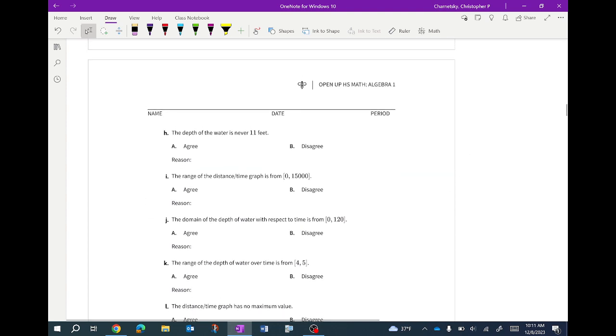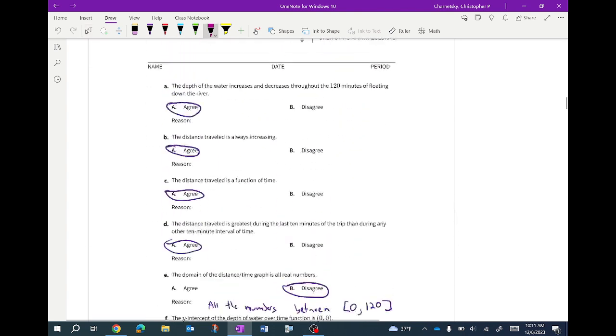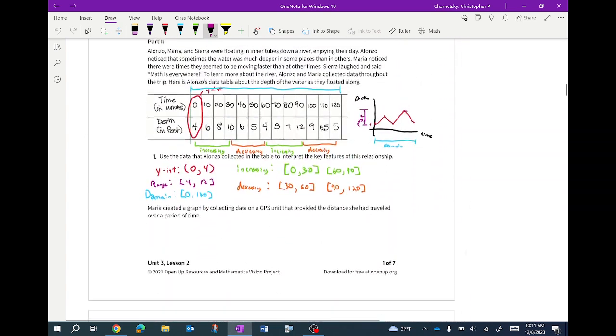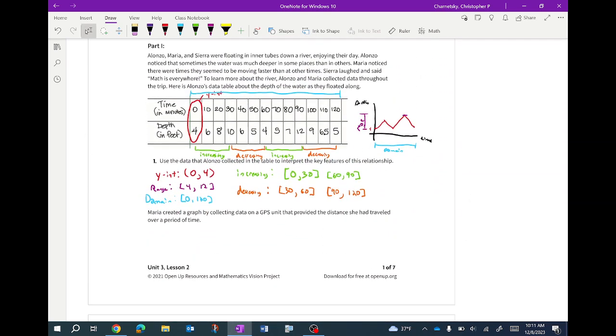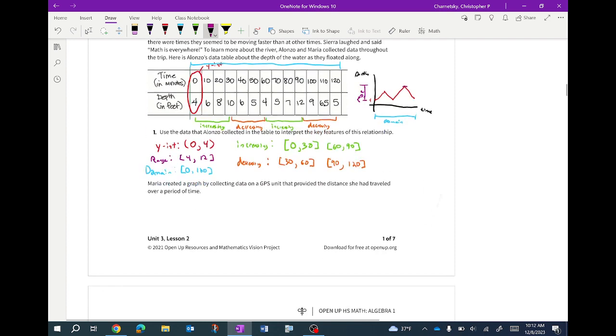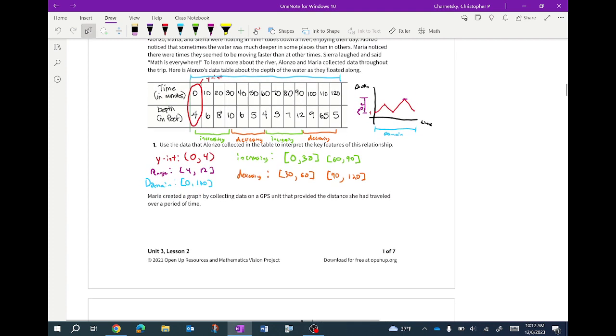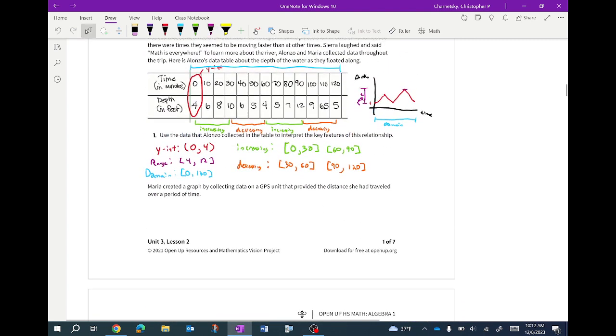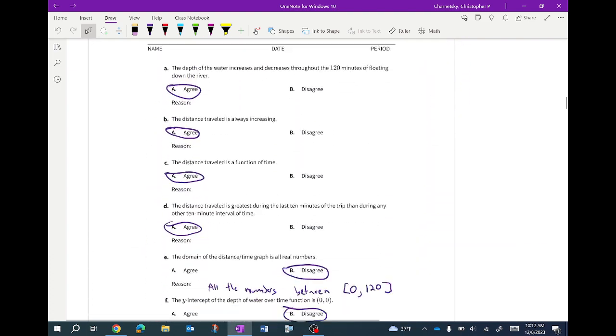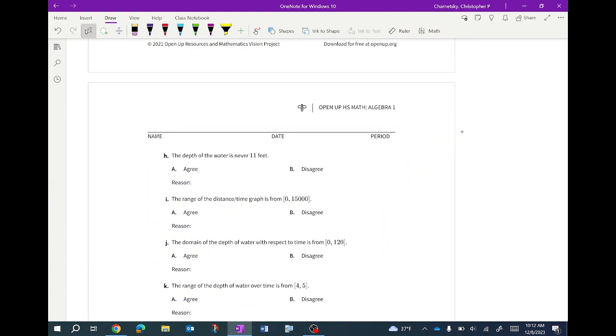H. The depth of the water is never 11 feet. Well, if we look at our depth, at some point we have a depth of 7, and we go from 7 to 12, so at some point in between 7 and 12, we're going to cross 11 feet. And then same thing when we go from 12 down to 9, at some point we're going to cross 11-foot depth. So even though we don't see 11 feet on our table, at some point our depth does have to be 11 feet.